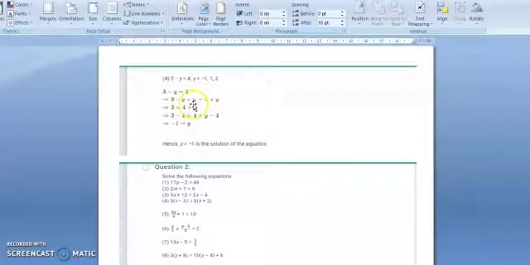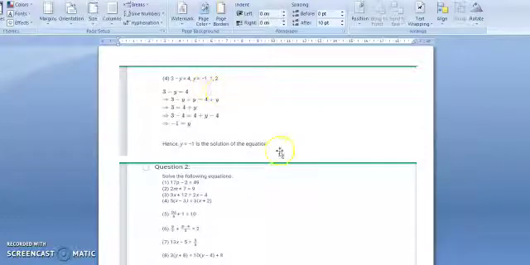Minus y will get cancelled. You will get here only 3. 3 equals to 4 plus y. So now what we will do? We will subtract 4 from both the sides. 3 minus 4 equals to 4 plus y minus 4. 3 minus 4 is -1. 4 plus y minus 4, 4 minus 4 will get cancelled here. Only y will remain here on right hand side. So -1 equals to y. So solution of the equation is y equals to -1.